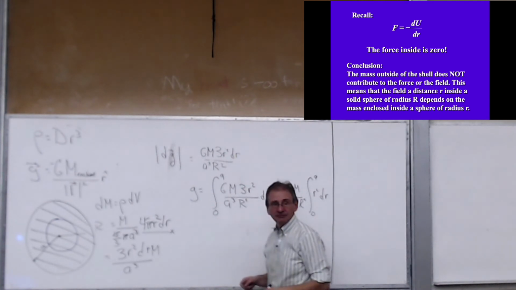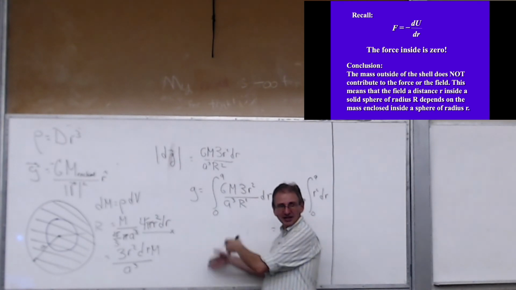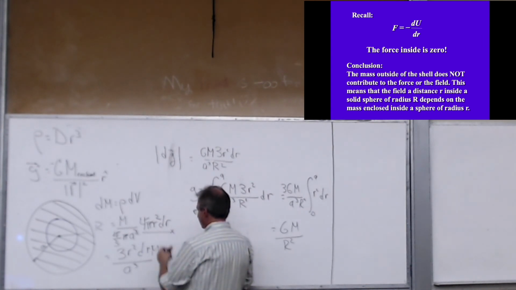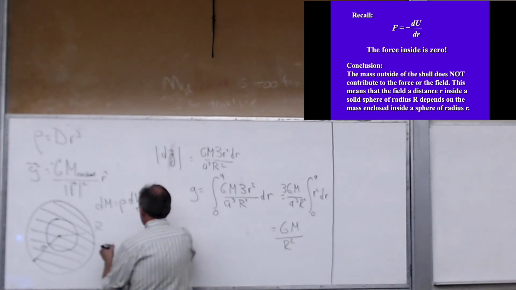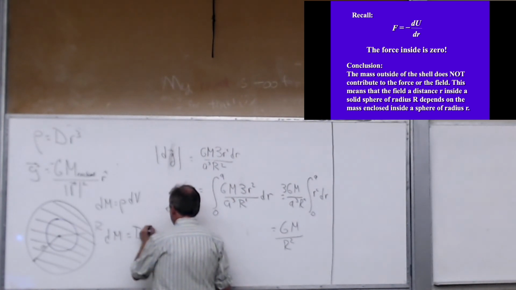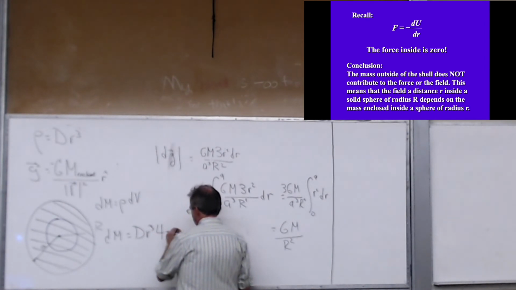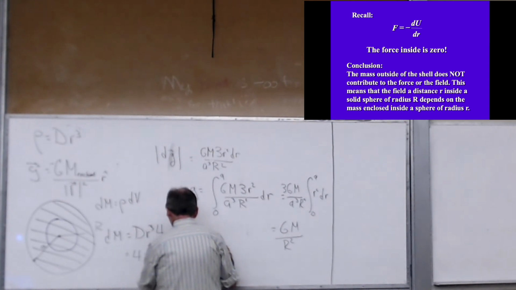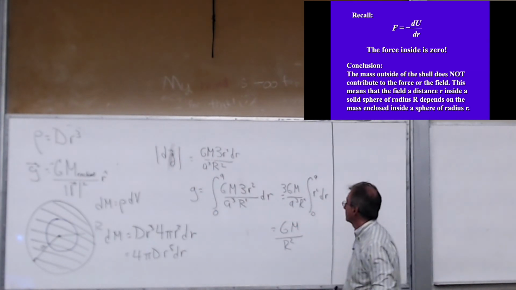The process is the same. So let's do this. This is the outside, the one underneath is inside. So let's go outside. How does this change? dm ends up being D r cubed times 4 pi r squared dr. That's how our dm changes.